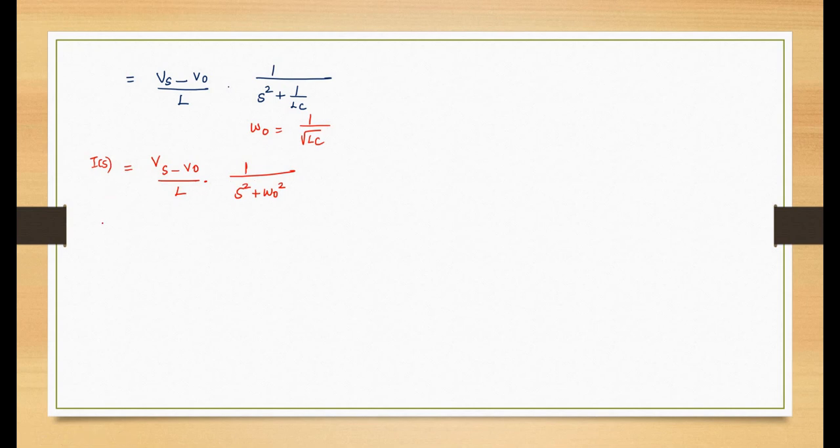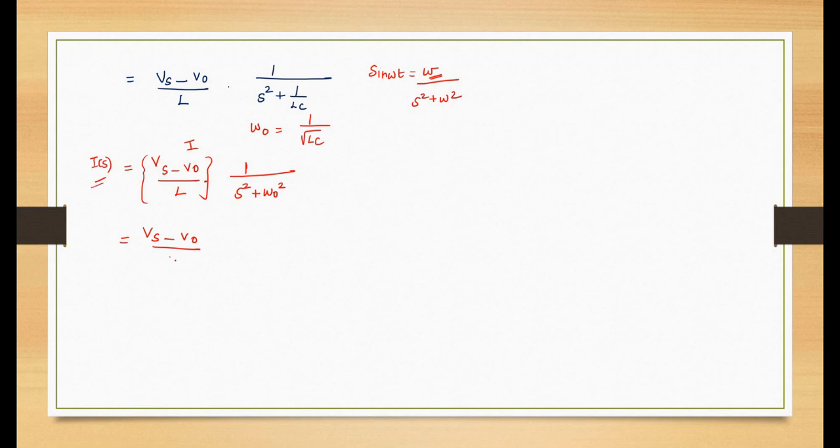Next I am going to find out i of t. For finding out i of t, I have to find out the inverse Laplace transformation here. The first term is a constant. The second term almost looks like sin omega t. What is the Laplace transform of sin omega t? Omega by S square plus omega square. But which term is missing? The numerator omega is missing. So you have to multiply and divide the equation by omega naught.